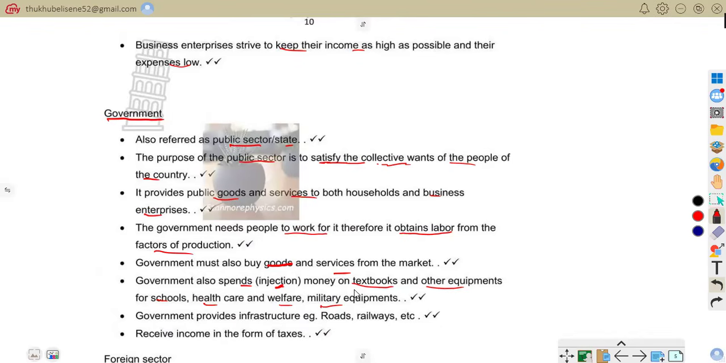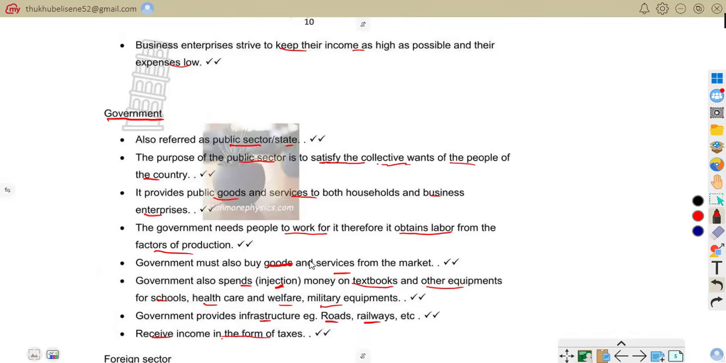So they can fund hospitals, social grants, all those things. Government provides infrastructure, for example, roads, railway, and so on. So it builds and maintains facilities needed for economic activity. Also, they receive income in the form of taxes. So it means that government collects money from individuals and business. You can talk of personal income tax paid by workers.